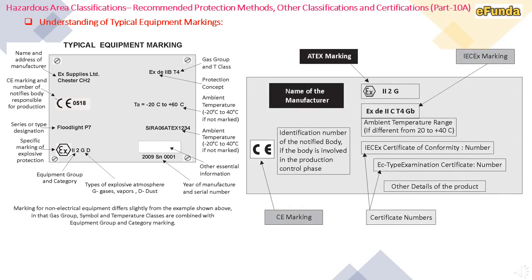Right hand side figure, one can see the ATEX marking where the name of the manufacturer is essential, CE marking and identification number of the notified body if the body is involved in the production or control phase. And the right hand side IECEx marking, one can see EXDE2C T4GB, ambient temperature ranges are also provided, and the certificate number. This is how the typical equipments are marked for the hazardous area classifications.